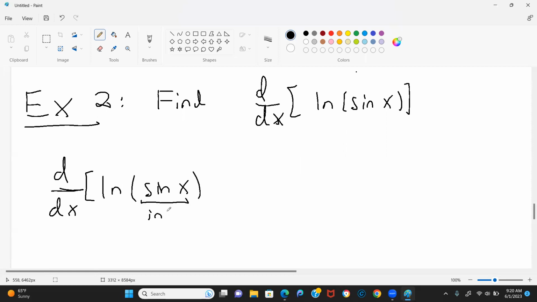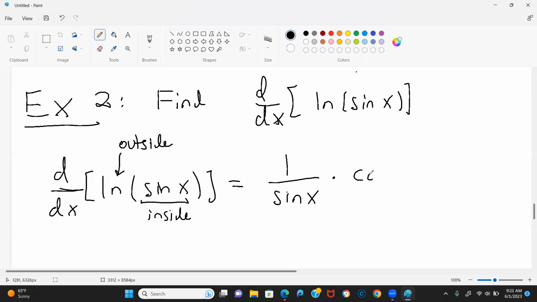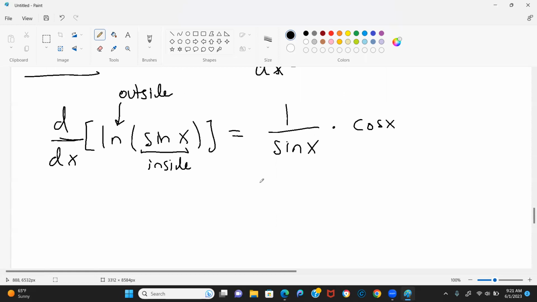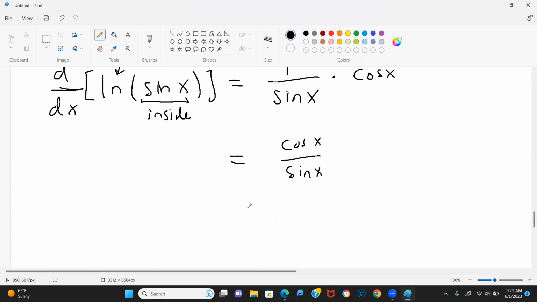So this piece is our inside function, and the natural log is our outside function, the outside piece. So the chain rule says take the derivative of the outside function, which is pretty simple, it's just 1 over x, and evaluate it, compose it, that is, compose it with the inside function. It's 1 over sine x. And then you multiply by the derivative of the inside, which is cosine. And then what you get is cosine x over sine x, and that's actually equal to cotangent, remember. That's equal to cotangent of x.